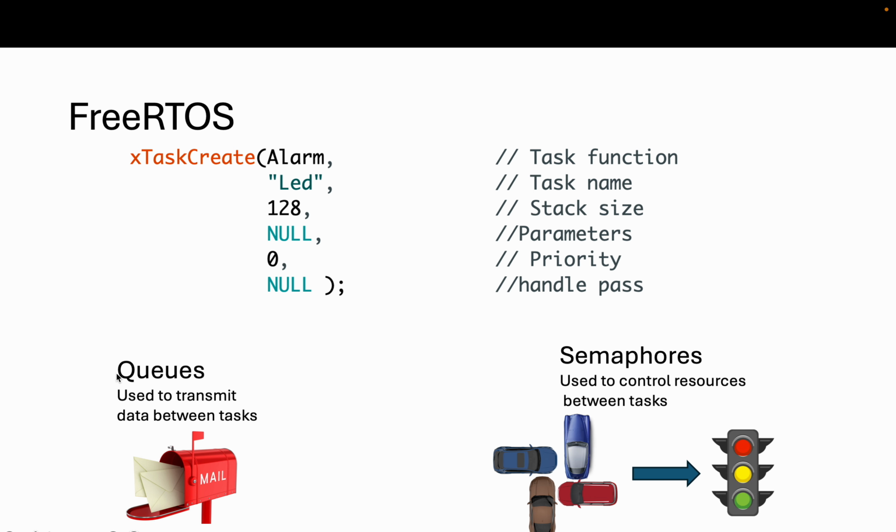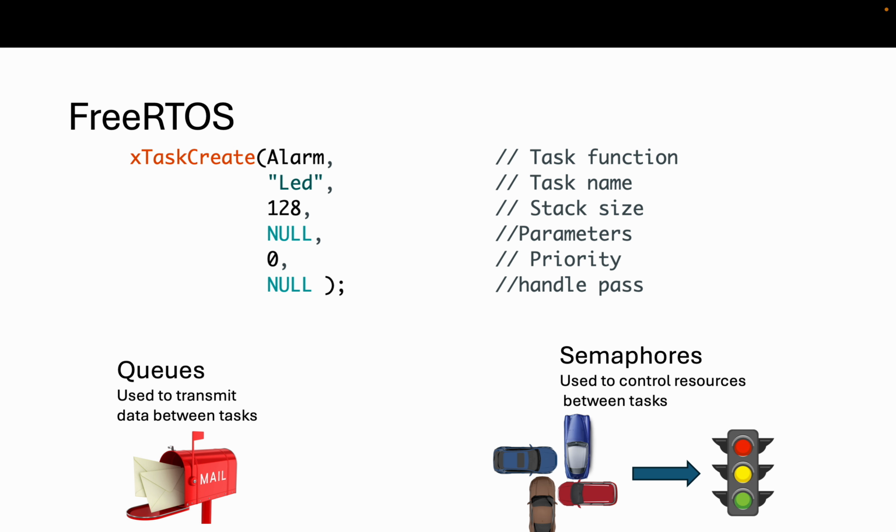Queues are what we're going to use to send data between tasks. So if you have 3 tasks and you need to send data between them, we're going to use queues. You can think about it like a mailbox, where you can put data and that data can be extracted by another task.